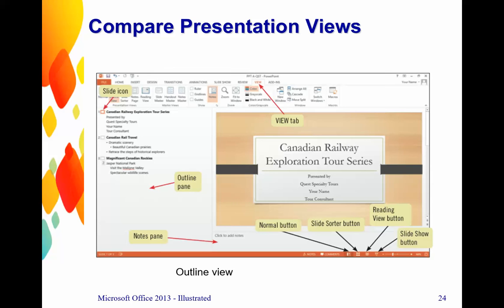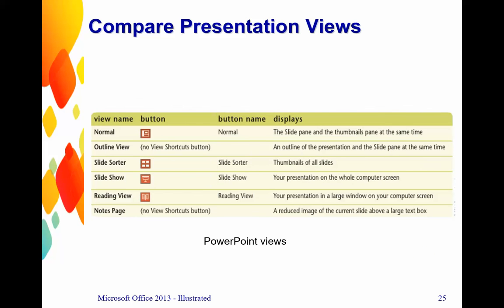We're looking at outline view right here with the outline. And again, here are the different view shortcuts to how this will look. There are icons for each view: the normal view, slide sorter, slideshow, and reading view.